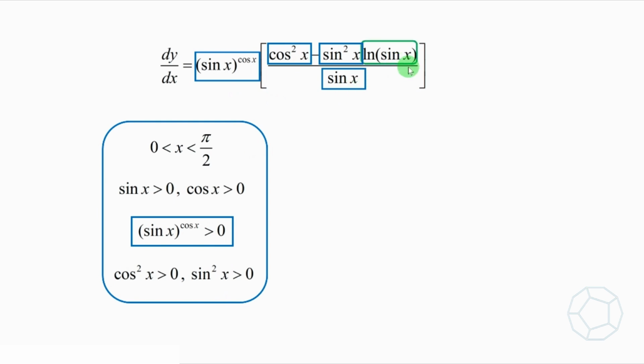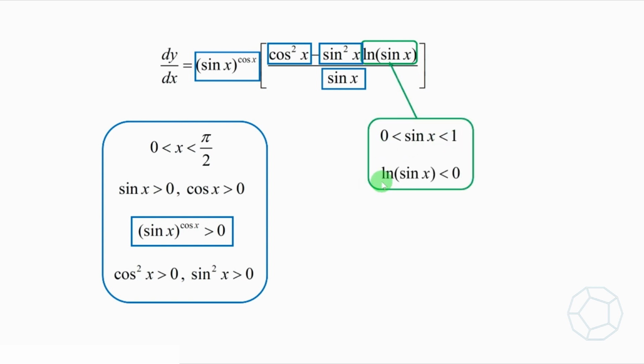Let's look at the log term. Because sine x is between 0 and 1, therefore log of sine x is smaller than 0. With an extra negative sign in the front, the whole term is actually positive. Putting everything together, we'll have dy dx is larger than 0 in quadrant 1. That means the graph of C1 is increasing. So we get our expected result.